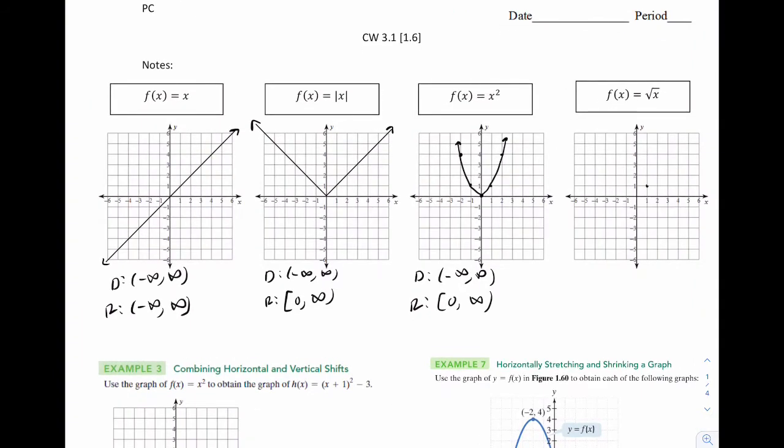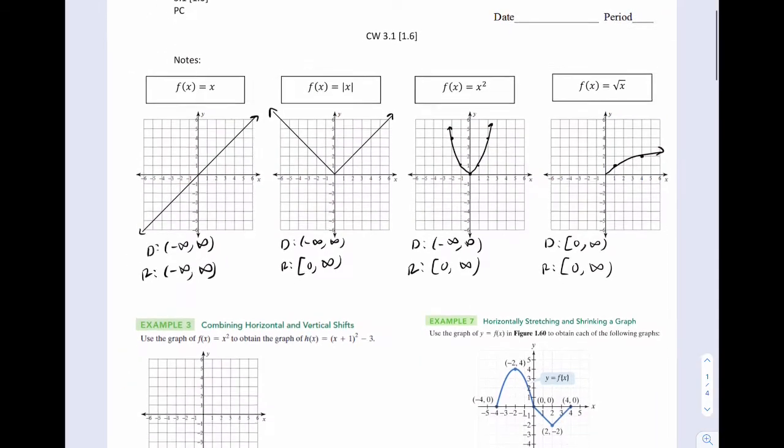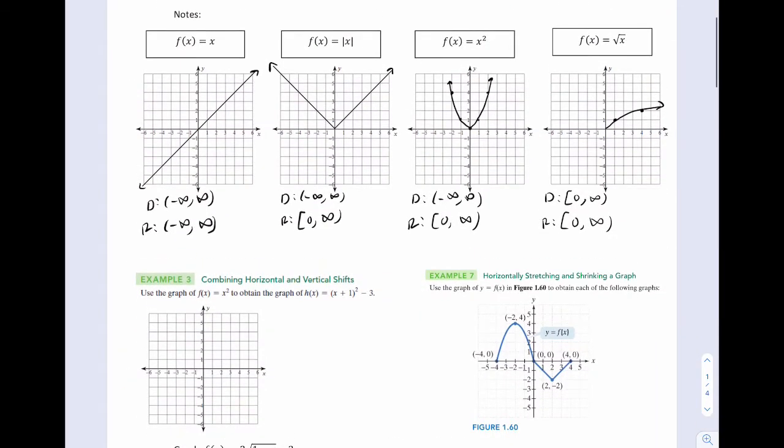And the radical function, the square root of x, that's going to look like this. Notice your domain is no longer all real numbers, it's 0 to infinity, just like the range. So a quick refresher on those four functions we're going to need today.